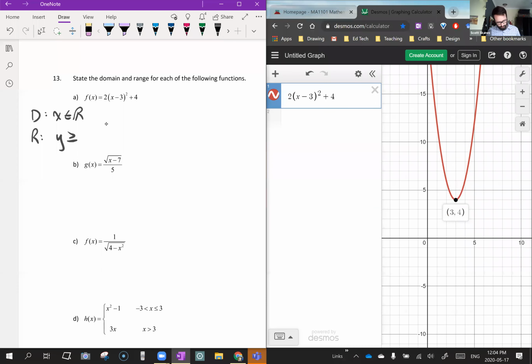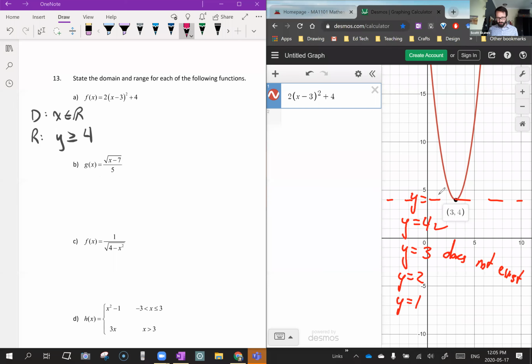Not 0, sorry, 4. Greater than or equal to 4. Because look, everywhere below that line, there's no y values. So y equals 3 does not exist. Y equals 2 doesn't exist. Y equals 1 doesn't exist. Y equals 0 doesn't exist. None of them exist. Y equals 4 is okay. Y equals 5 would be okay. But anything below that doesn't exist. So we had to say it's not part of the range.